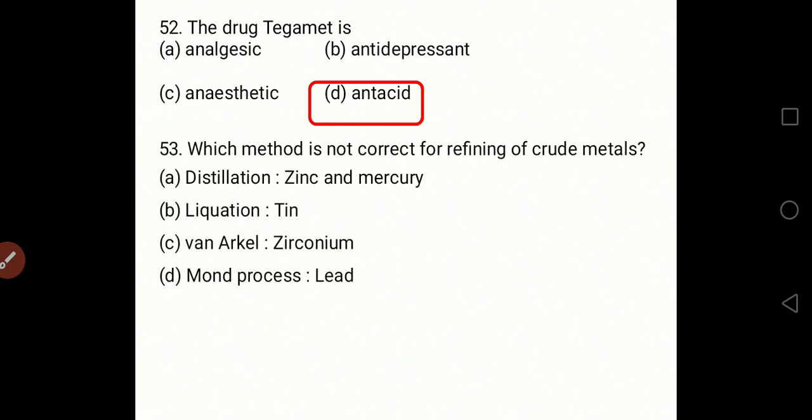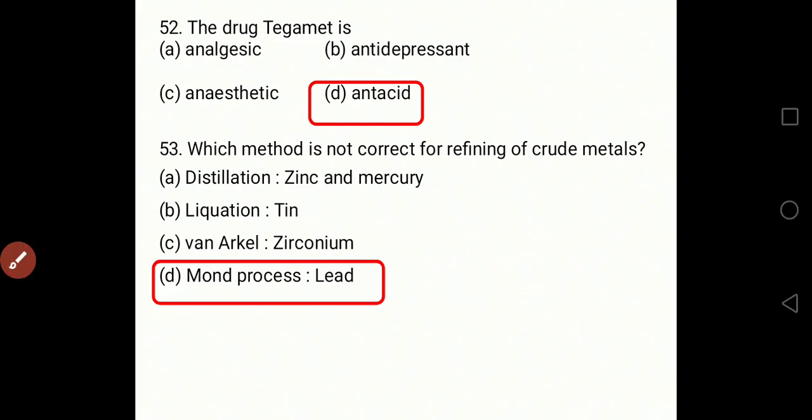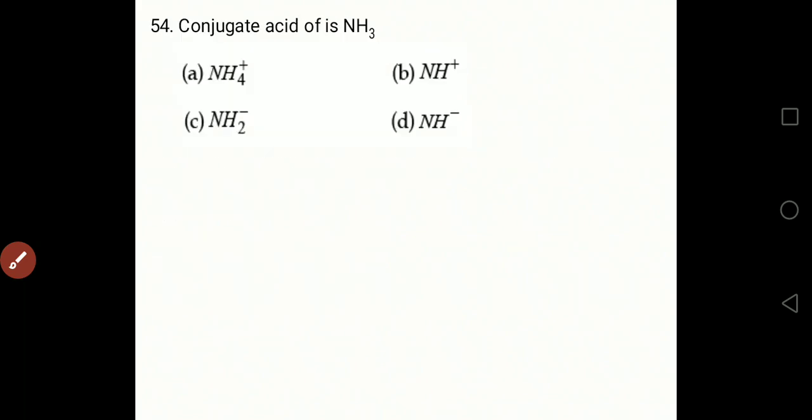Which method is not correct for the refining of crude metal? Remember, distillation, zinc and mercury is correct. Liquefaction, tin is correct. Van Arkel method, zirconium is also correct. But Mond process is there for nickel. Remember, Mond's process is there for nickel. So nickel is not given, lead is given, hence the answer for this question should be D.